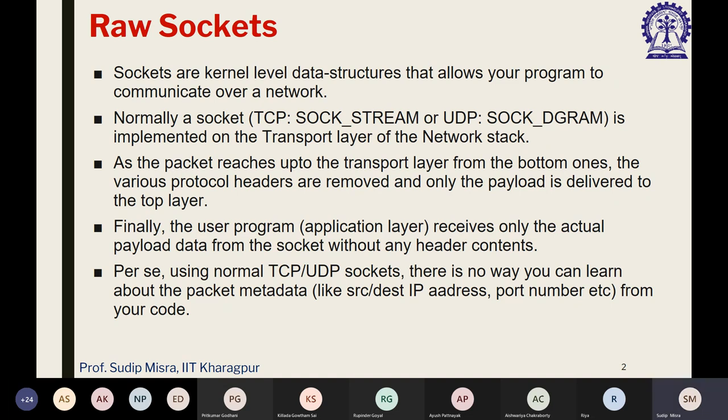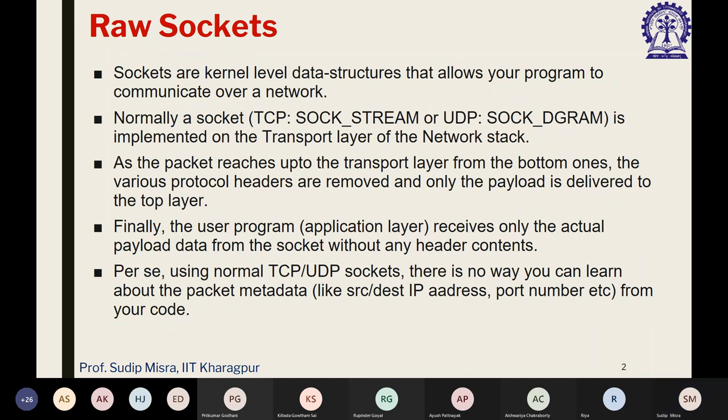So now, the application layer is going to receive only the actual payload from the socket, and there won't be any further headers, because these headers have been taken away by the corresponding layers in the receiver, right? So normally, we have been using TCP UDP sockets, right?